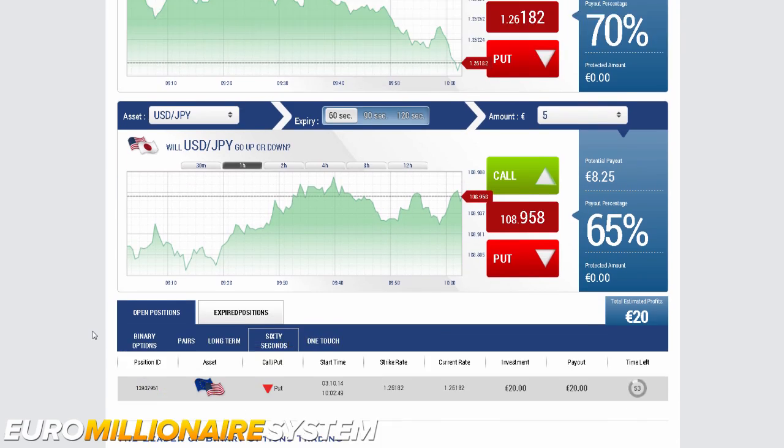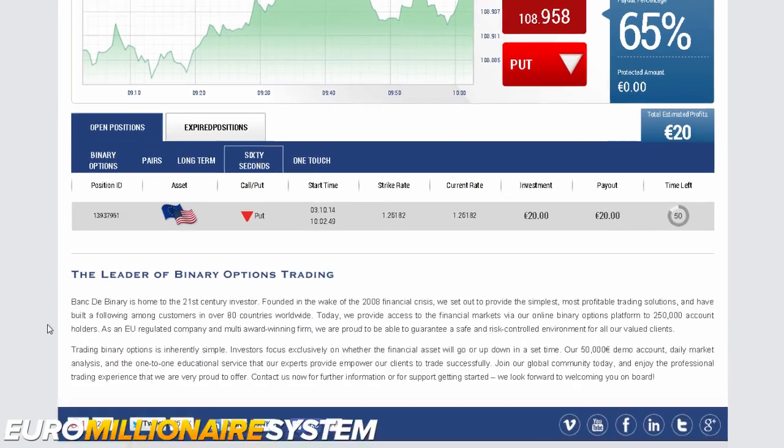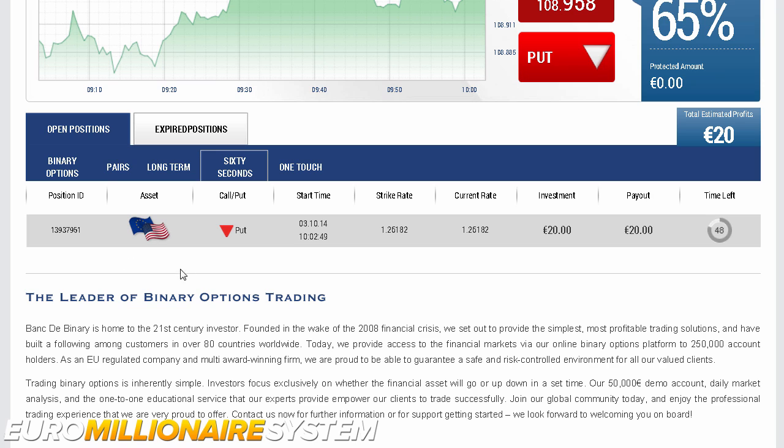Here we can see the information on my trade, as you saw before. So, with a €20 trade this time, we're looking at a €34 payout, so a total of €14 profit.